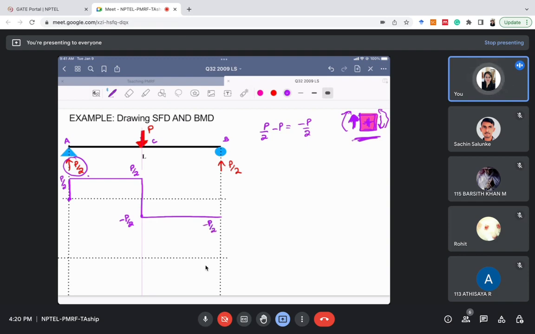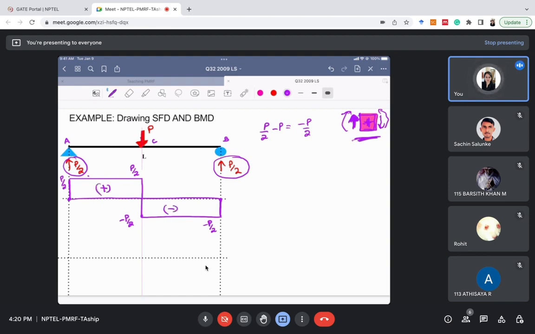Now what is happening? We have an upward point load. Here it is an upward point load. So an upward point load will jump the shear force diagram by that amount. So it is an upward point load of P by 2 amount. So our SFD will jump by P by 2 and it will become 0 here. So it is our complete SFD. Here it is positive, here it is negative.